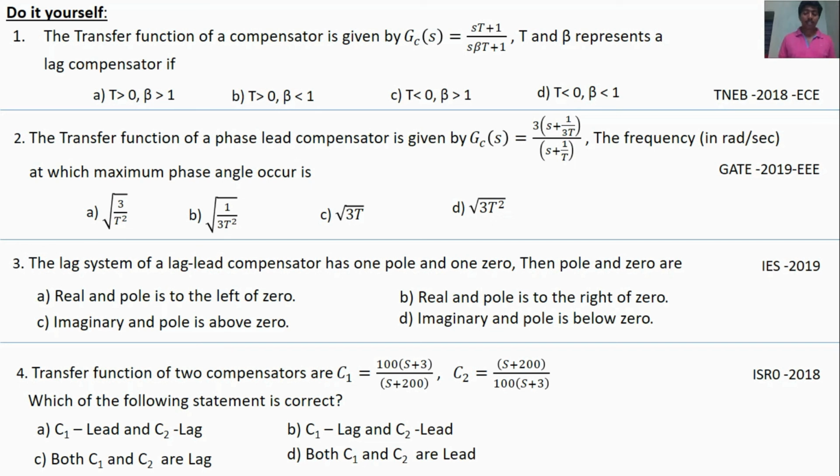The fourth question was asked in ISRO 2018. The transfer functions of compensators C1 and C2 are given. Find whether the compensators provide positive phase or negative phase. If the compensator provides a positive phase angle, it is a lead compensator. If the compensator provides a negative phase angle, it is a lag compensator. Just find the phase angle, substitute the omega value, and try it. If you have any doubts, just comment.